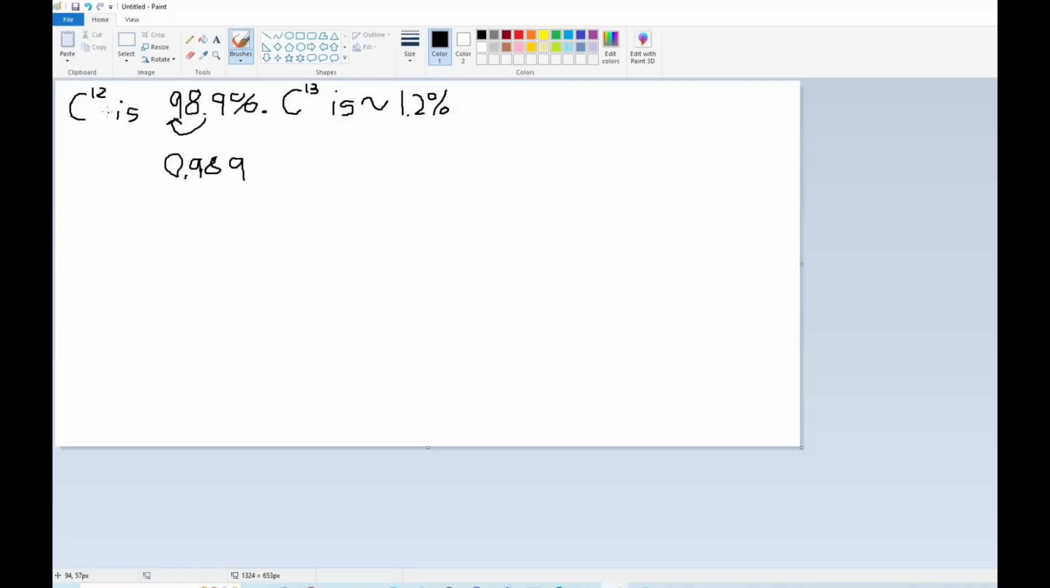Take that value, multiply it by 12, and move this down there. You get 12 times 0.989, like that. And then you add it.